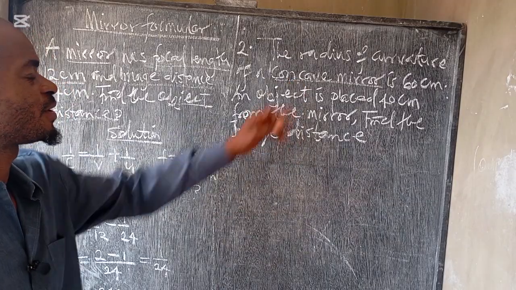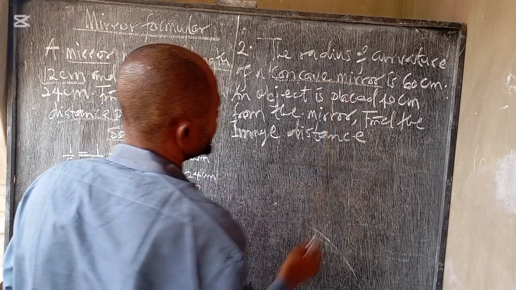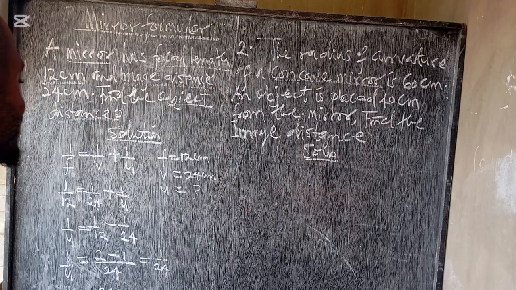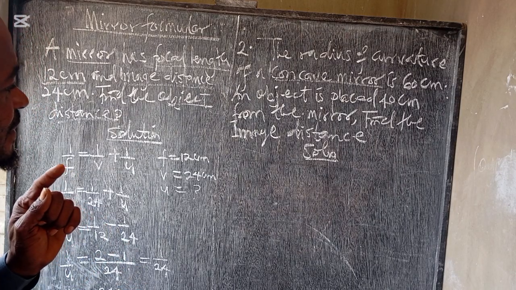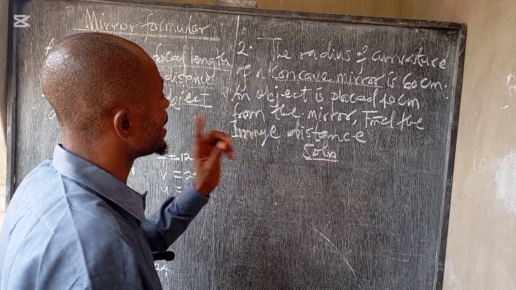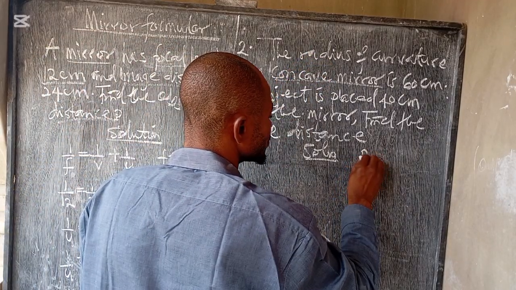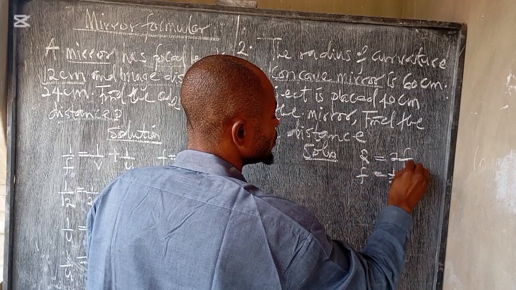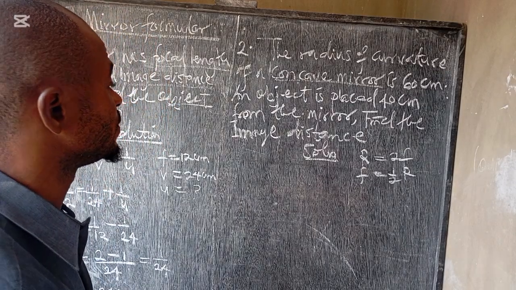The focal length of every concave mirror is positive according to the new sign convention. When you put it together, we can relate the radius of curvature and focal length. The radius of curvature is equal to 2 times the focal length, so the focal length is 1 over 2 of the radius of curvature.